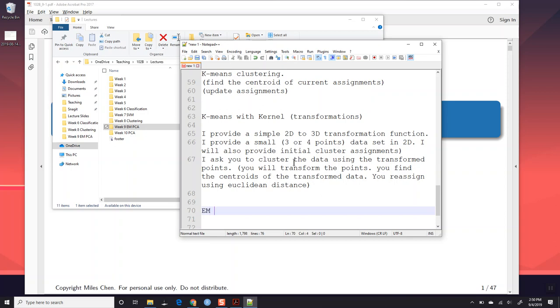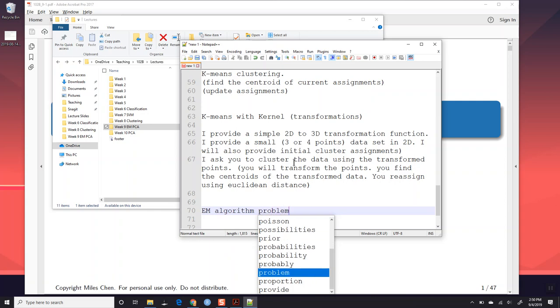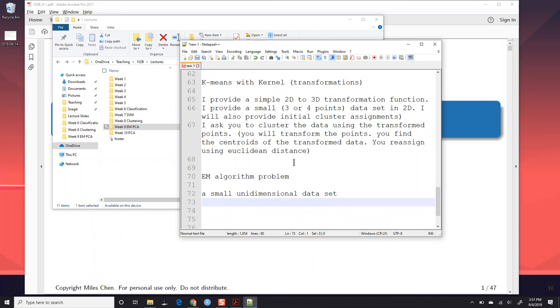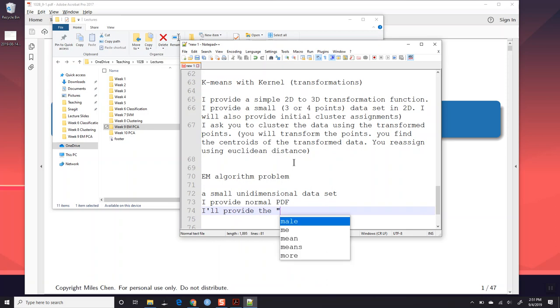Okay, and then I think I'll throw in an EM algorithm problem. So I will probably use a very small data set, very small. I'll probably stick with a unidimensional data set, to keep things simple. I'll provide a normal PDF. Sorry, we're going over the time here. I'll provide the, quote, most recent iterations.